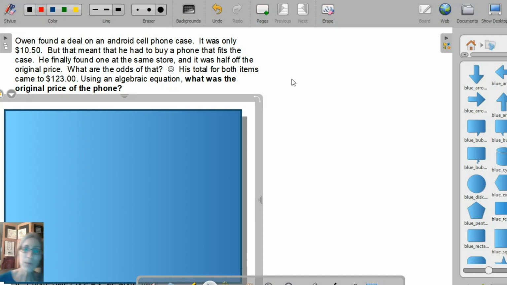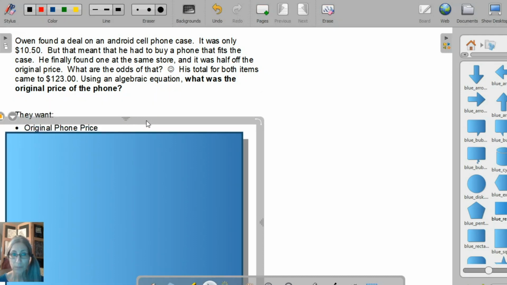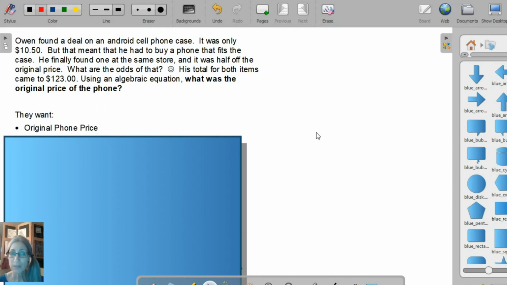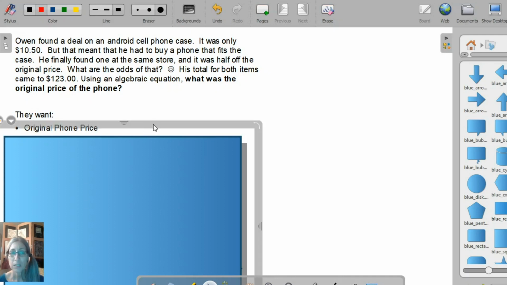So when we look at a problem like this, we always want to ask ourselves, okay, what is it that they want? That's usually our first question. So they want the original phone price. What was the original price of the phone? So then our next question would be, well, what do we know?